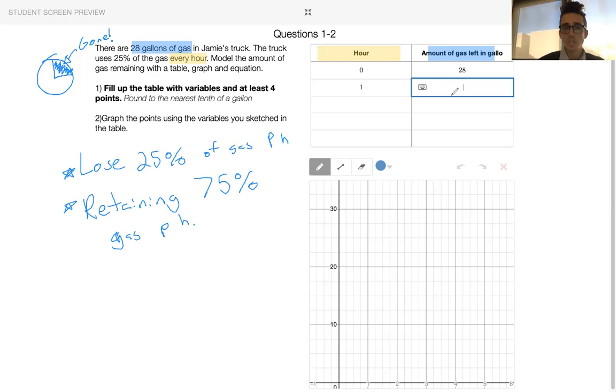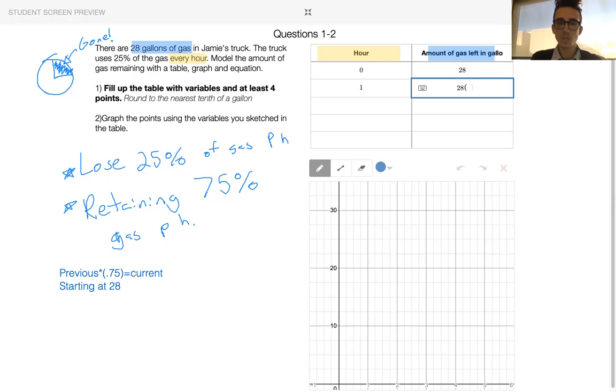All right. So really, when I look at this, I'm going to put this in words now. I'm taking the previous, multiplying again, because we're taking percentages, multiplying that with 0.75, and that should get me the current. And if you want to write that you're starting at 28, that'll help you eventually build in the recursive. All right, so as I go into this, I'm taking 28, and I'm multiplying it with 0.75, which just gets me 21. All right, does that sound good?